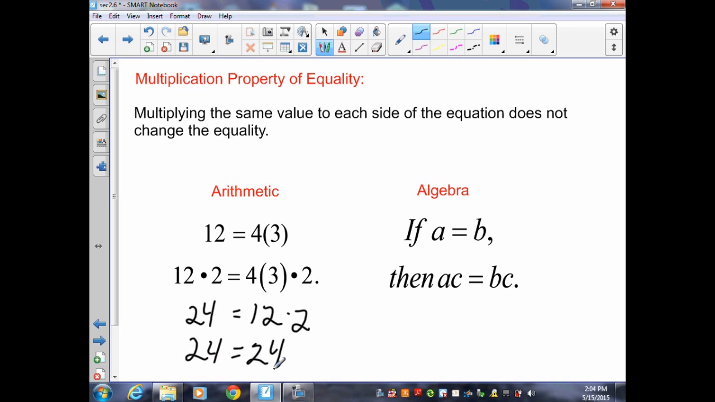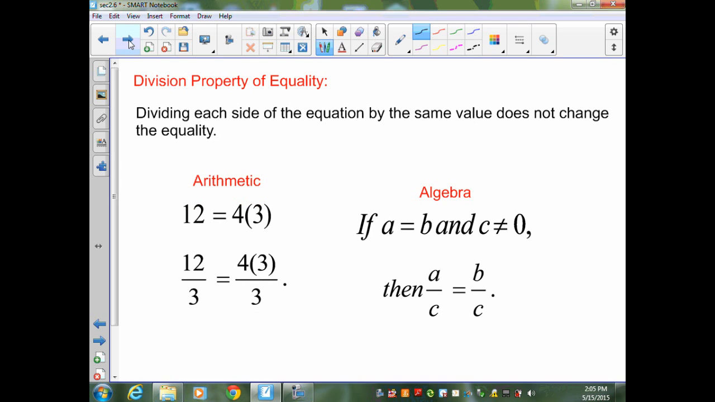24 equal to 24. The algebraic version is letting A and B be any real number, but they are equal. A and B are equal. And if I multiply each side by the same value, here, C, then the equality is still holding for this equation. AC equals BC. And now I have the division property.